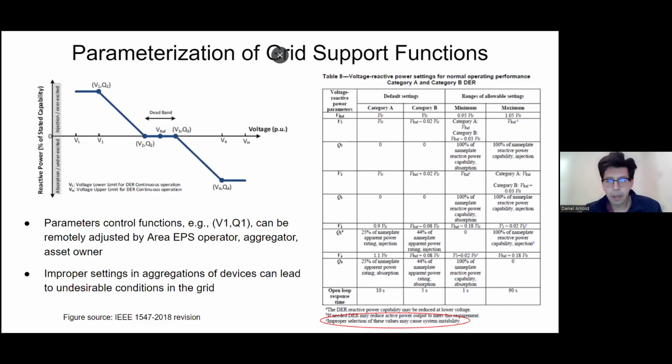However, there's a knowledge gap here, and I've highlighted this in the lower portion of this table, which I pulled directly from the standard. Improper choice of these parameters can, and has been shown to, lead to grid instabilities. So there is some vagueness here for particular deployments of settings in these grid support functions. The question is, will these settings cause adverse effects in your power system when they're actually designed to help the power system? That really is what's setting the stage for the cybersecurity vulnerability that we explore in our work here.